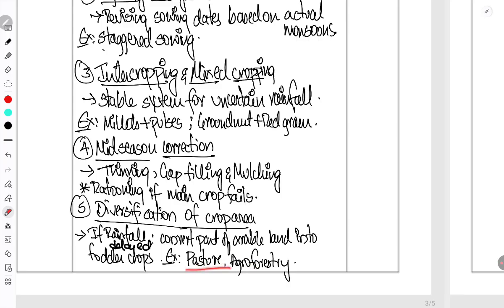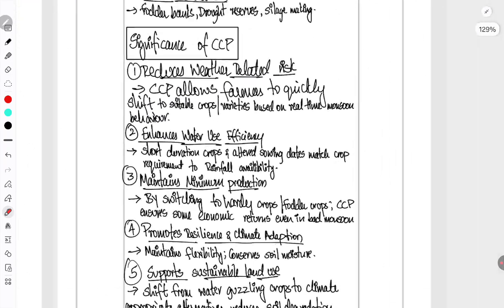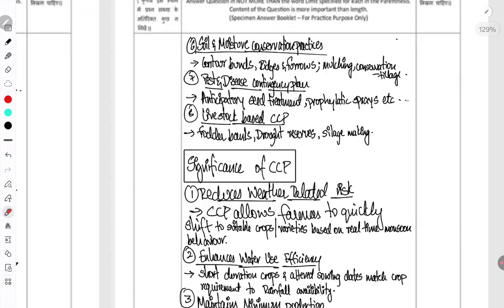Like pasture or agroforestry. Also, since I have said that our answer should be broad and have multi-dimensional linkage, we include its role in soil moisture conservation practices, pest and disease management, and livestock based approaches. These are multi-dimensional approaches. When there is a lack of rainfall, we can prepare contour bunds to conserve soil moisture. We can form ridges and furrows, mulching, conservation tillage, etc.